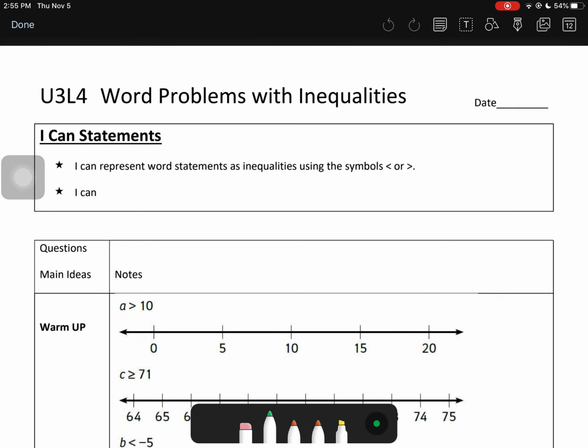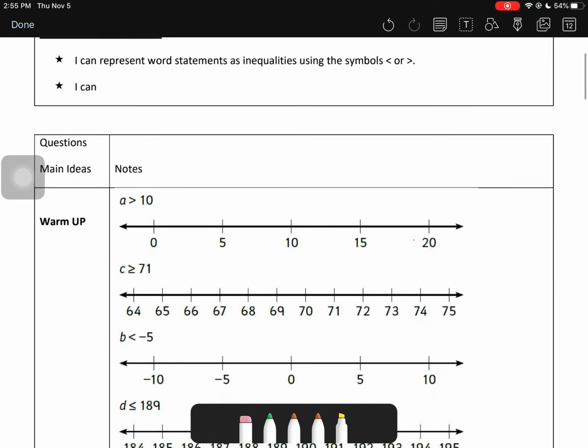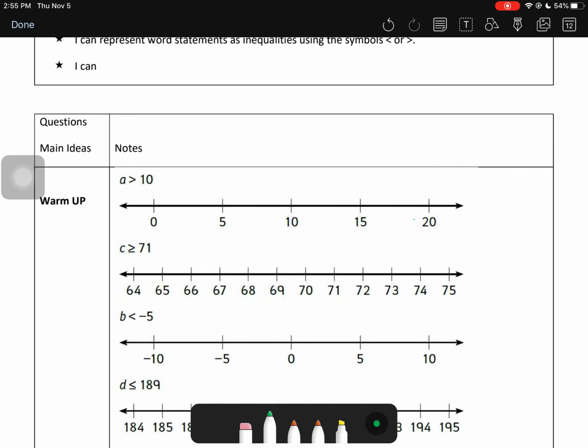In this lesson, we are working on word problems that have inequalities. So, first of all, let's do some review of our last lesson. It says A is greater than 10. If our value is 10 and it's greater, we're going to have an open circle and everything is going to be shaded to the right because it's greater.